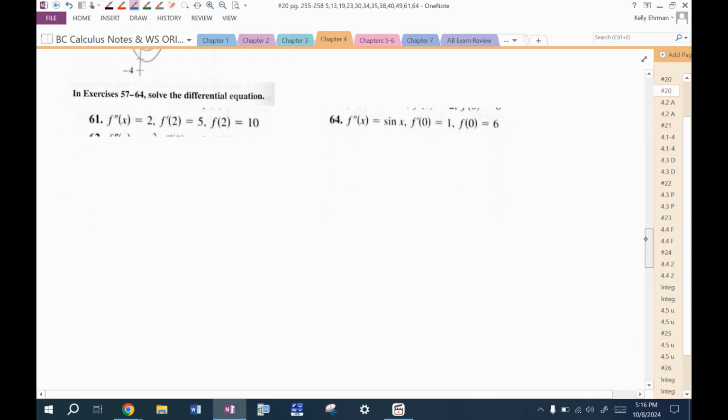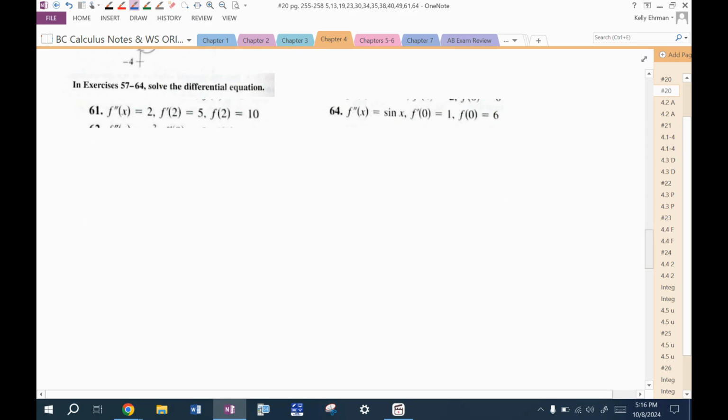All right, these are kind of interesting. Solve the differential equation. So they give you f double prime of x is equal to 2. So this is an equation. This is a function. And then f prime of 2 is 5 and f of 2 is 10. So these are evaluated points of the f prime graph and the f graph. This is an actual equation.